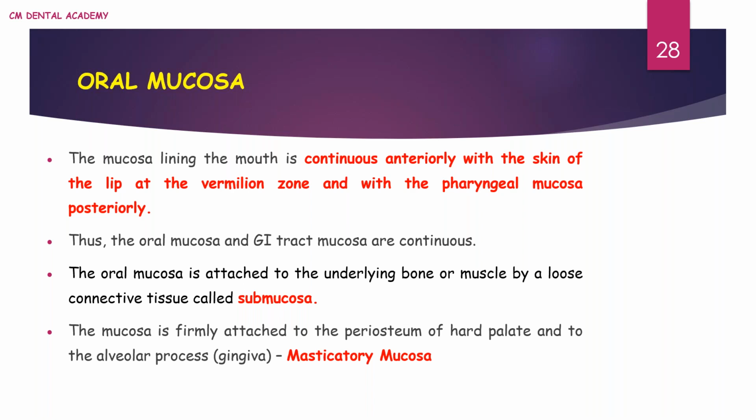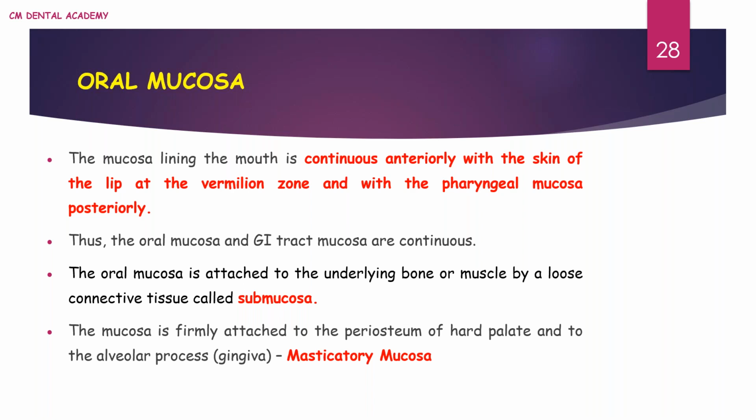Oral mucosa is a very important structure in the oral cavity. The mucosa lining the mouth is continuous anteriorly with the skin of the lip, that is the vermilion border of the lip, and posteriorly with the pharyngeal mucosa. Thus, the oral mucosa and gastrointestinal tract mucosa are in continuation. It is attached to the underlying bone or muscle by a loose connective tissue. Below the oral mucosal epithelium, there is a loose connective tissue which helps in adaptation to the bone. That layer is called the submucosa.